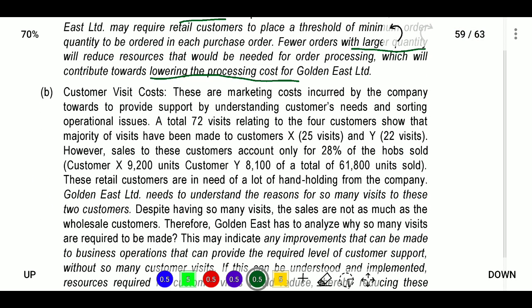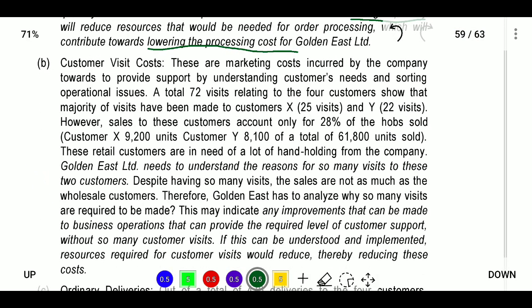Next, customer visit cost. Here, customer visit cost is the marketing cost incurred by the company to provide support and understand the customer needs. So to understand customer needs, they will provide the customer visiting cost. Here, A is getting 72 visits, X is getting 25 visits, and 22 visits in the case of Y. Even though they are retail customers, they are getting more visits than the large customers.